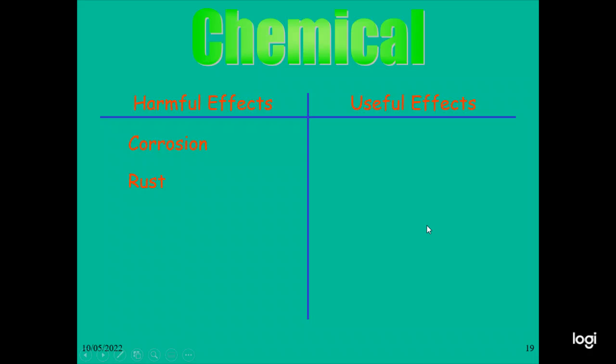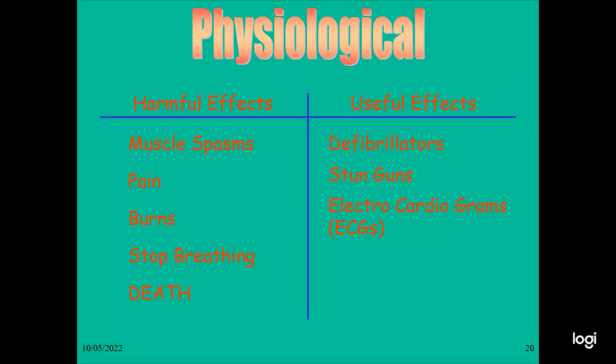Useful effects are electroplating, electrolysis, and battery charging. Physiological effect: harmful effects are muscle spasm, pain, stopping of breathing, and death. Useful effects are the defibrillator, stun gun, electrocardiogram, and cardiac pacemaker. So those are physiological effects.